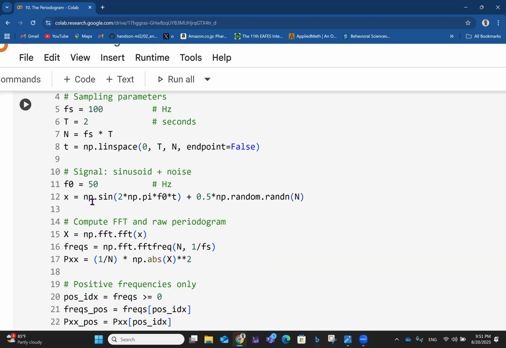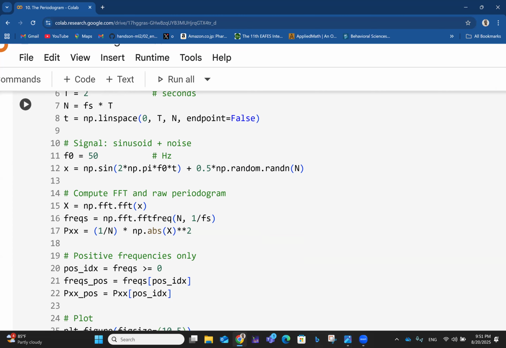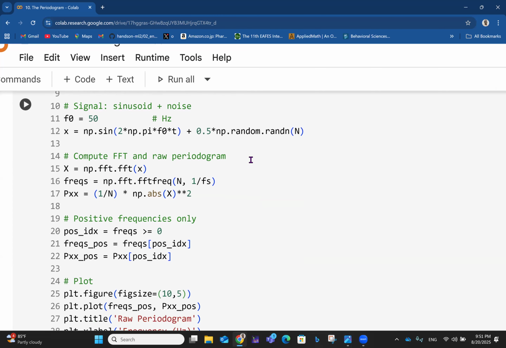So then we have the signal itself, the sinusoid plus the noise. We have the basic frequency, that's 50 hertz, and the signal, which is sine 2 pi ft, and then it contains some noise, so we have 0.5 times some random sample like that. Okay, so then we compute the fast Fourier transform and the raw periodogram.